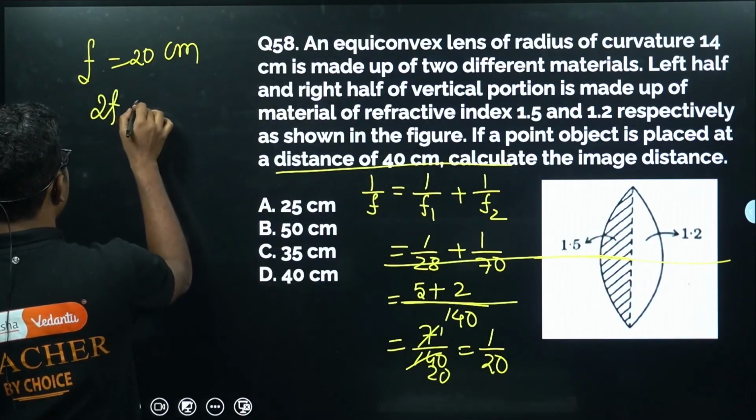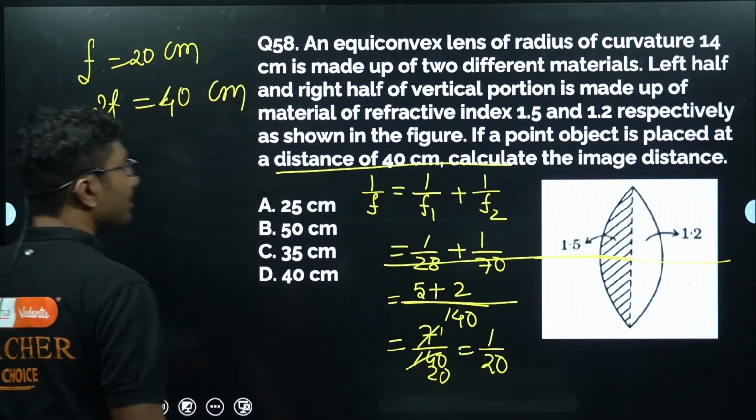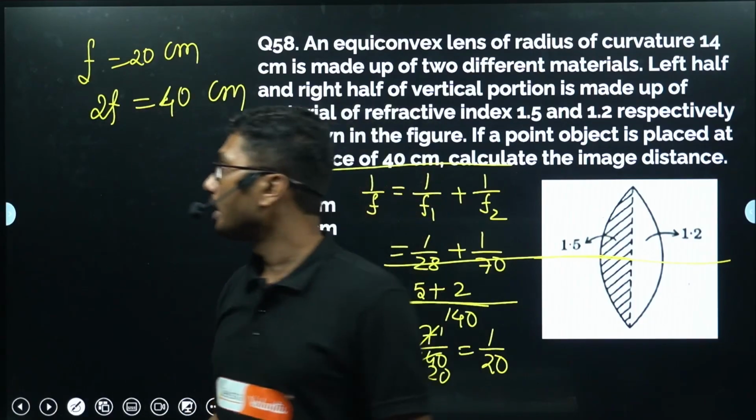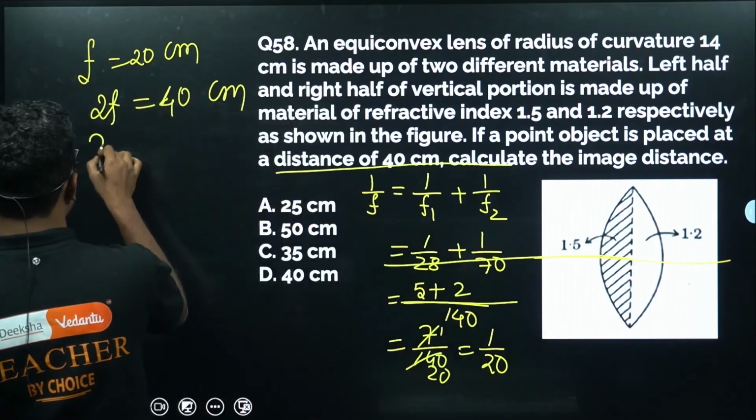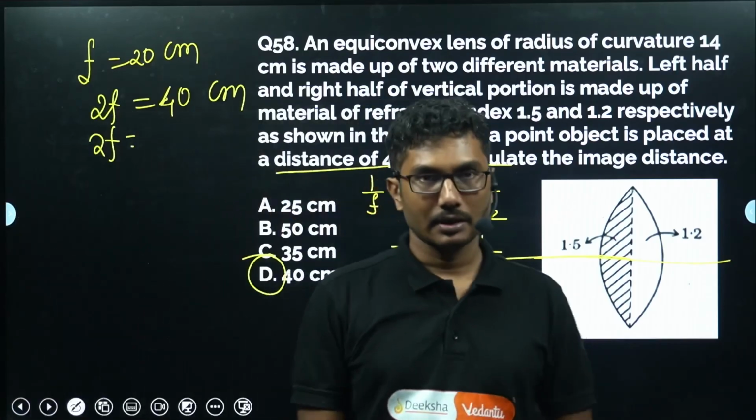So, the object is placed at 2f, that is 40 centimeter. If the object is placed at 2f, where is the image formed? The image is formed also at 2f on the other side. So, basically the image distance will be 40 centimeter, right.